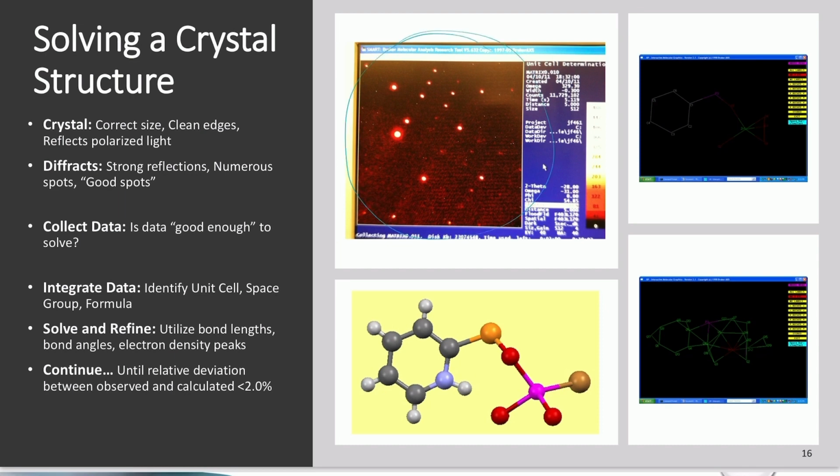We collect data. And is the data good enough to solve your crystal structure? We'll find out. We integrate that data, so you identify your unit cell, the space group, and the formula, and then you solve and refine it. By solving and refining it, you're utilizing your bond lengths, bond angles, and electron density peaks to determine the overall structure of that compound. You continue this process until the relative deviation between the observed and calculated is less than 2%. So you run it, you get data that looks like this, you start working on a computer to refine it, and eventually you solve your crystal structure.